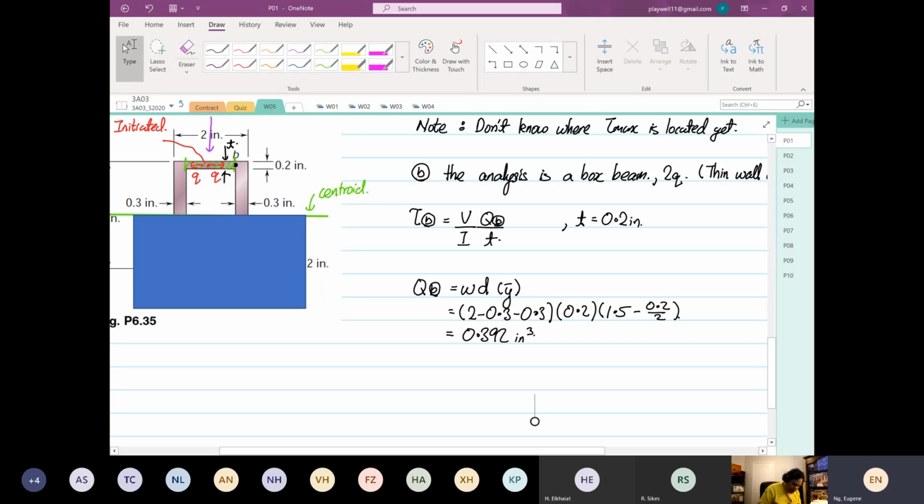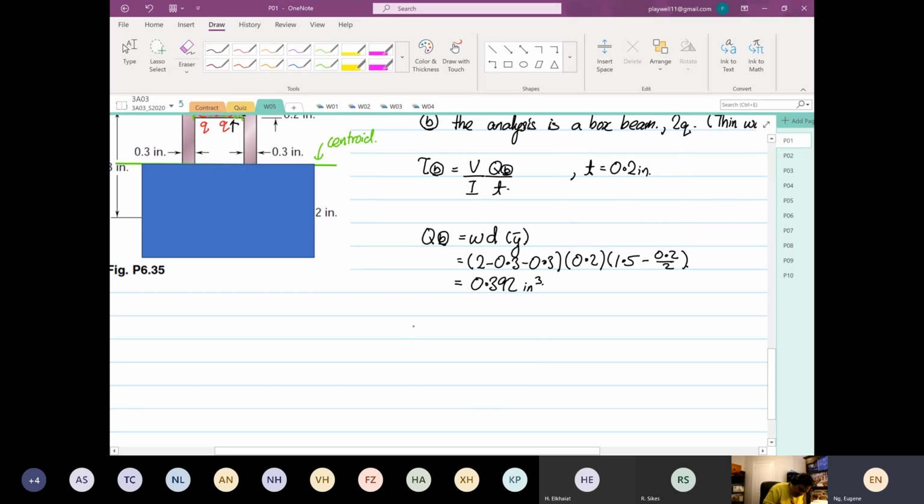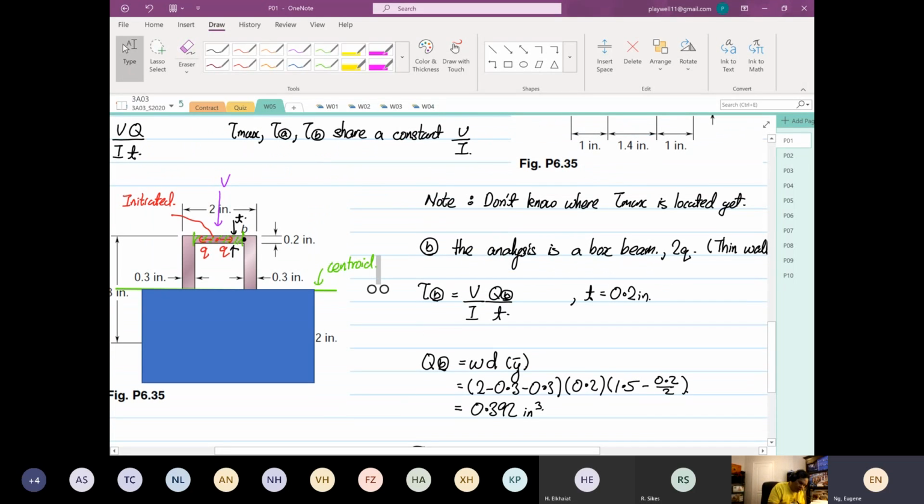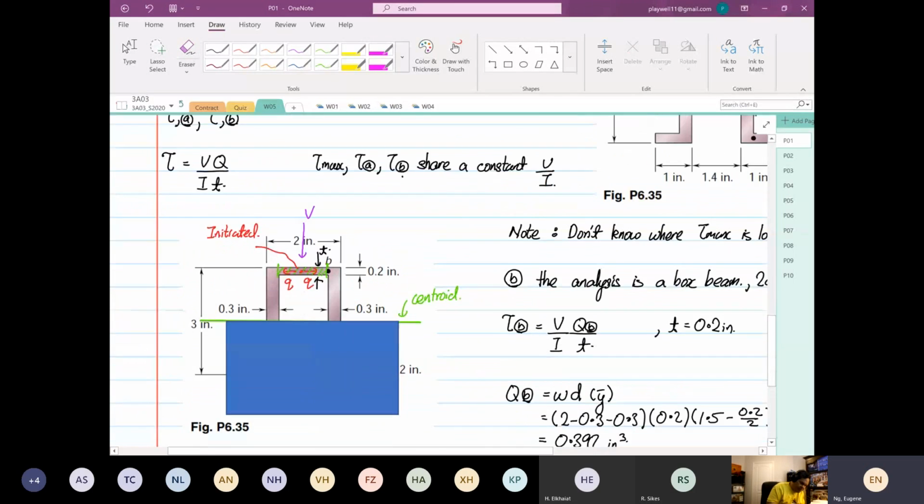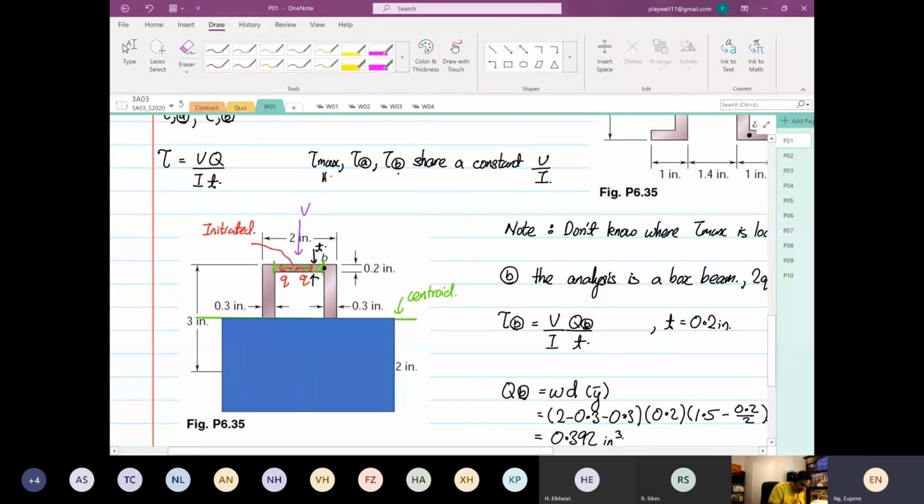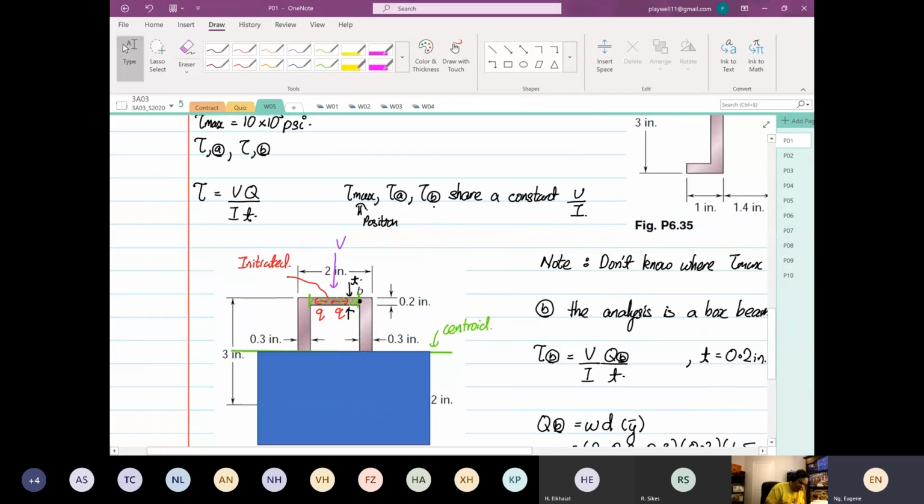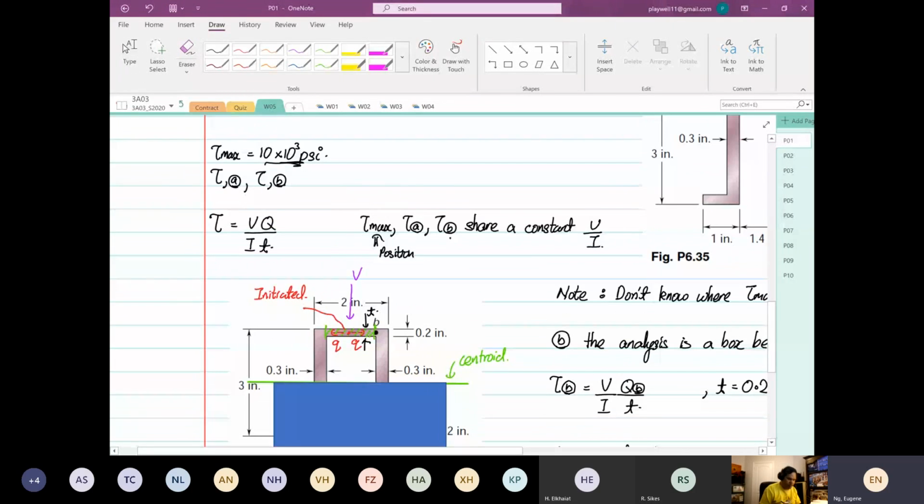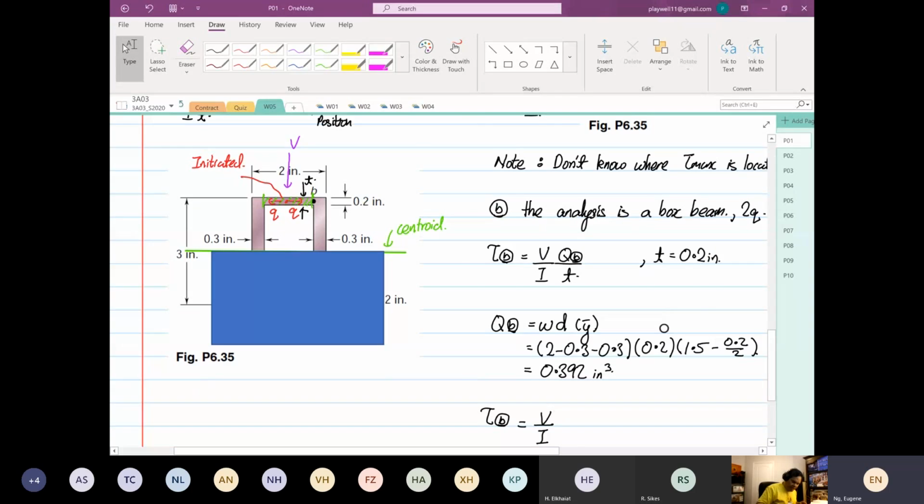So from here, we know everything now. So we look at the shear at point B. V and I, we're not worried yet. Why are we not worried about V and I? Because they are constant at points A, B, and tau max. Once we are able to identify the position of tau max, we can substitute, where tau max is equal to 10 times 10 to the power 3. Then we know our V over I ratio. So for now, we don't need to worry about it. V over I is constant.